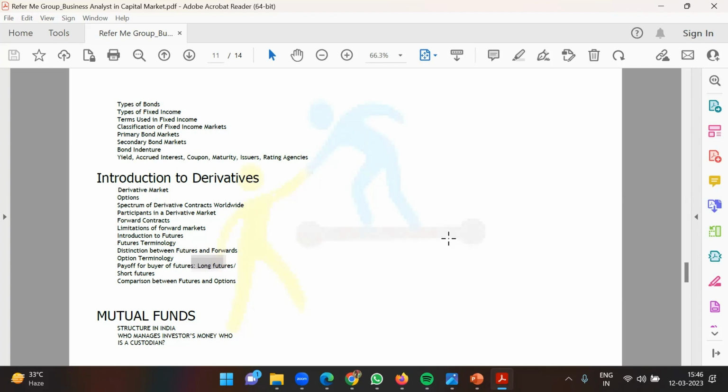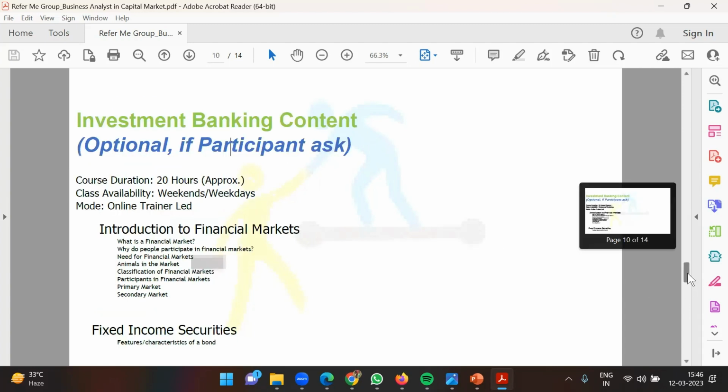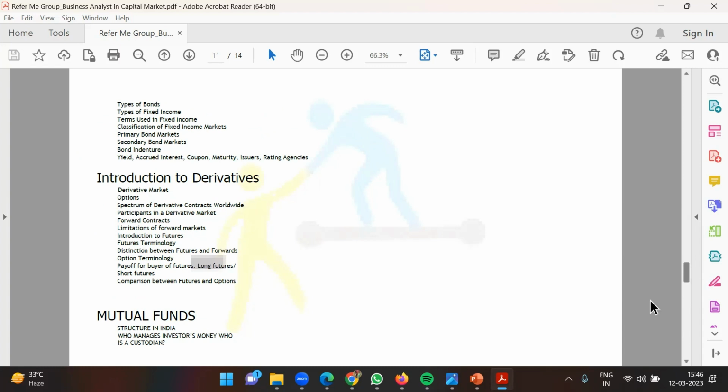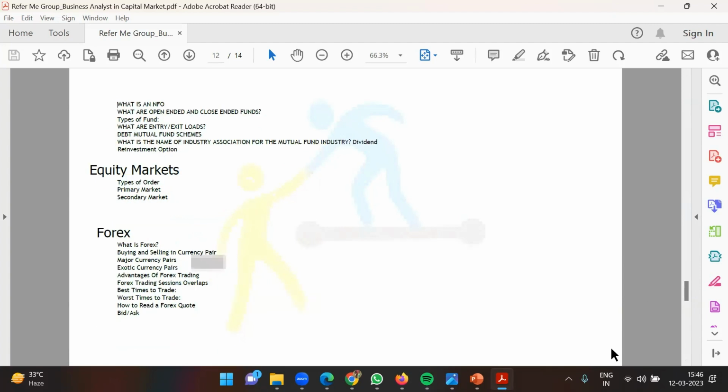After that, we will be talking about mutual funds. Generally, you can think of a mutual fund like portfolio management. In portfolio management, we have a mixture of equity, derivatives, forex, bonds, everything. That is portfolio management.